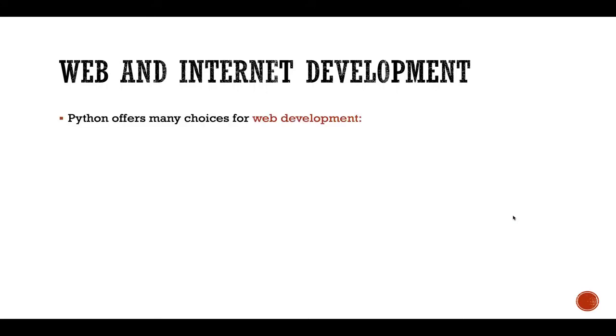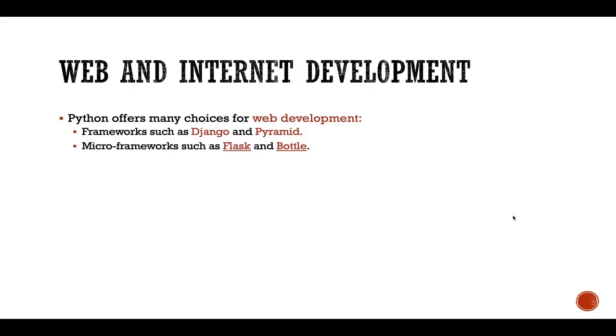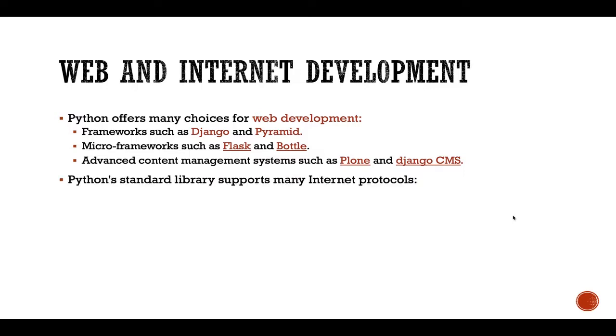Python offers many choices for web development. There are frameworks like Django and Pyramid. You can explore each of them depending on your need. I'll be just listing all of these features. Next, there are various micro frameworks like Flask and Bottle. And for advanced content management, we have systems like Plone and Django CMS.